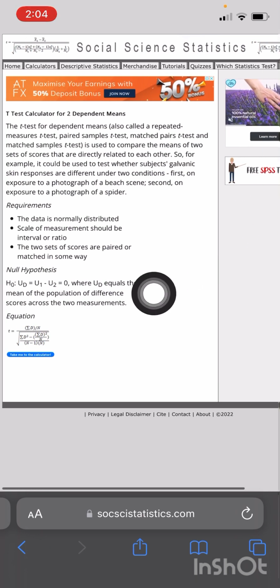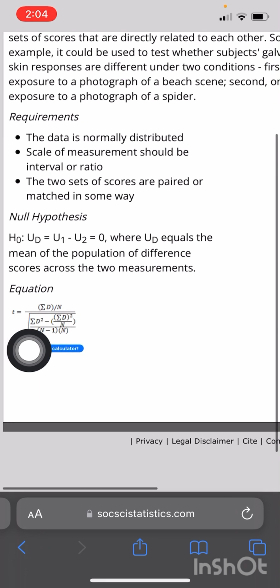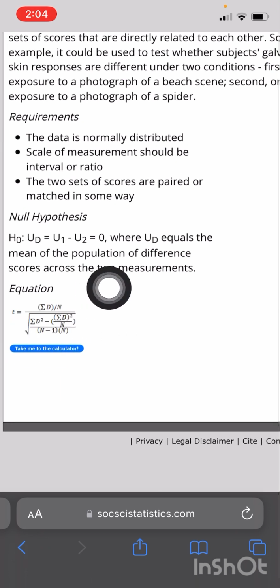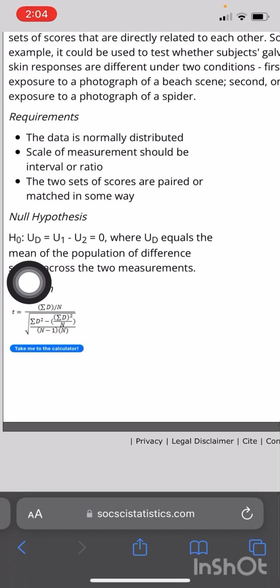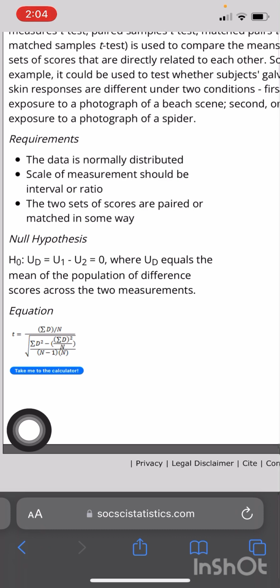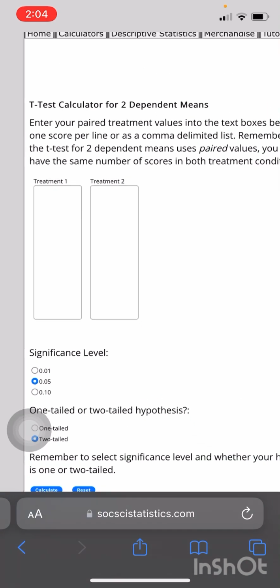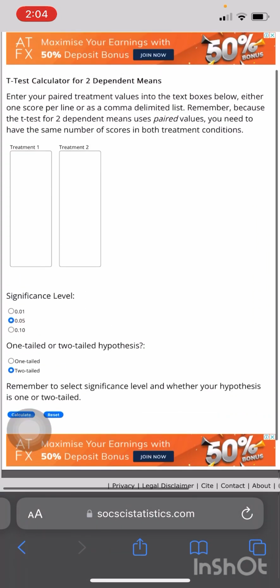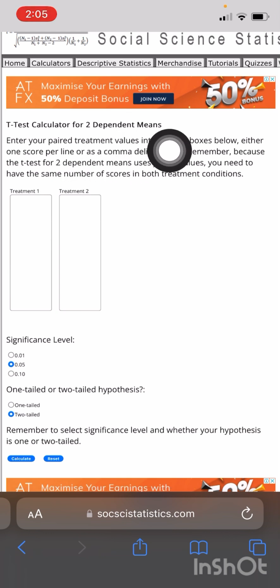We will use this online calculator, but the real equation, the manual equation, is this. This is the equation for how we compute it manually. But to make it easier for us, we will use this calculator. In the t-test calculator for two dependent means we have treatment 1 and treatment 2.